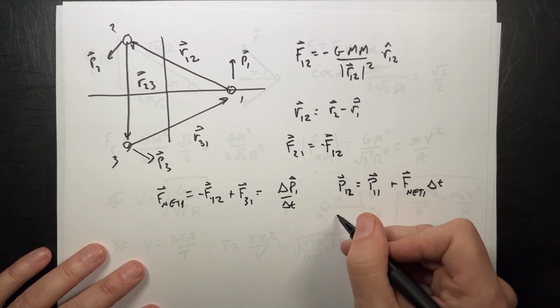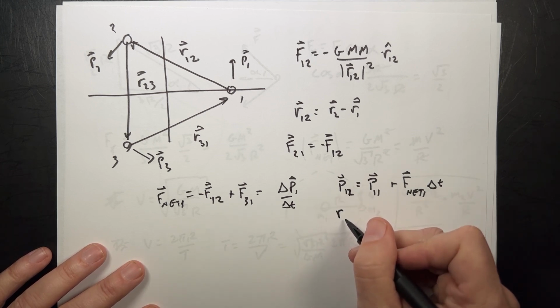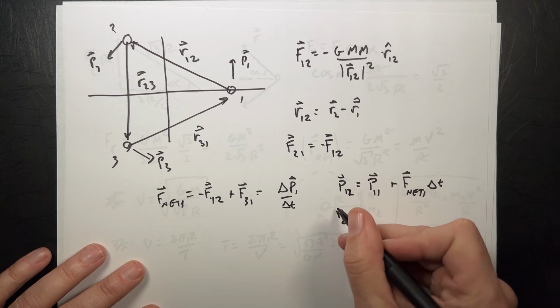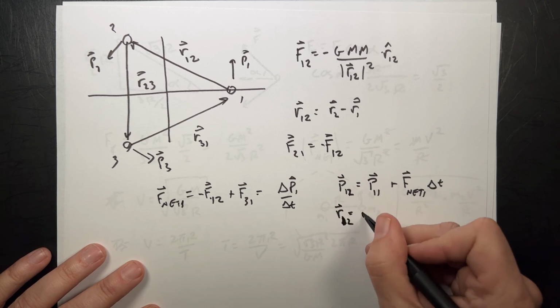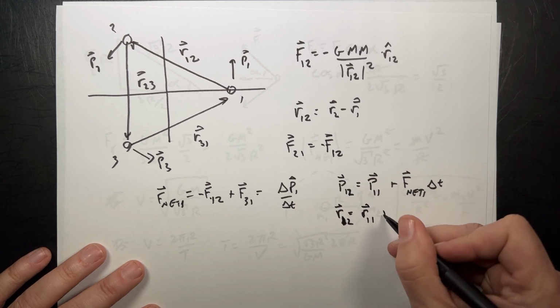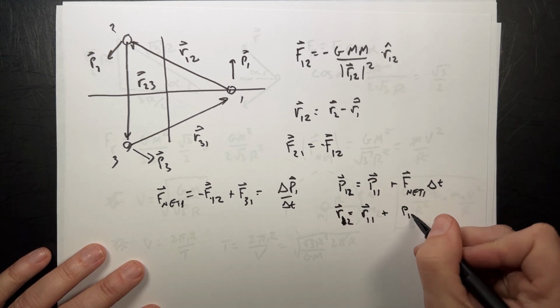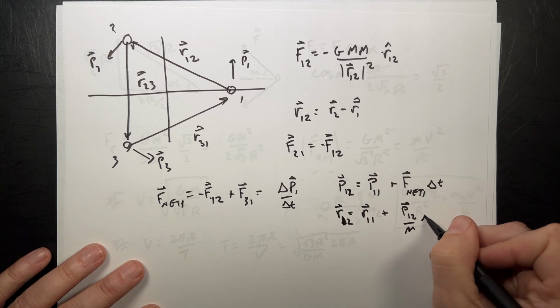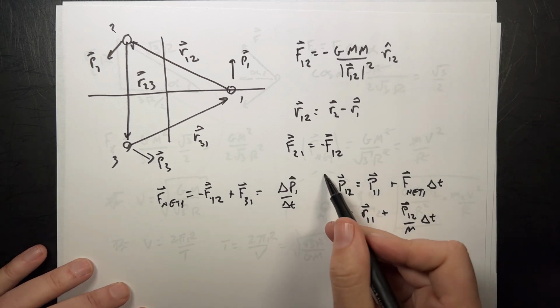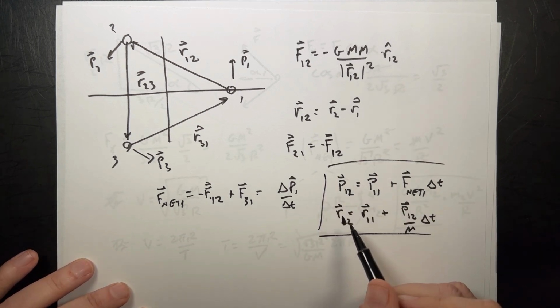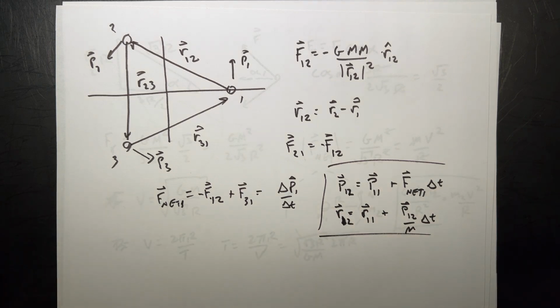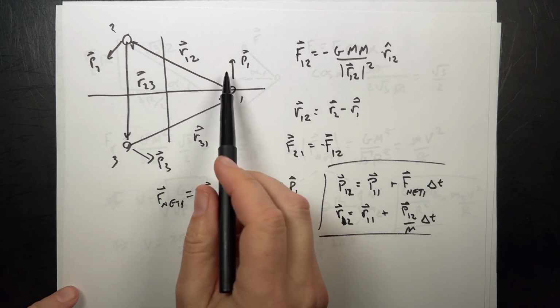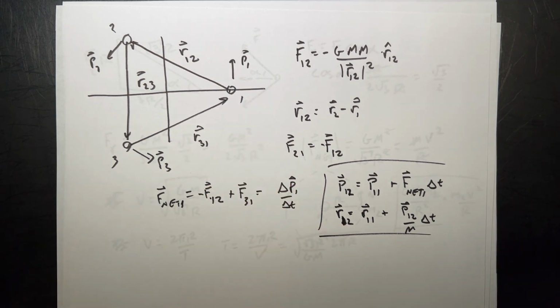And then I can update the position using the average velocity. R12 is R11 plus P12 over M delta T. And this is the basic model for the numerical calculations. Do this for all three masses and then do that for every single time interval. I've already done that. I've already written up this program. I haven't put in initial velocities.